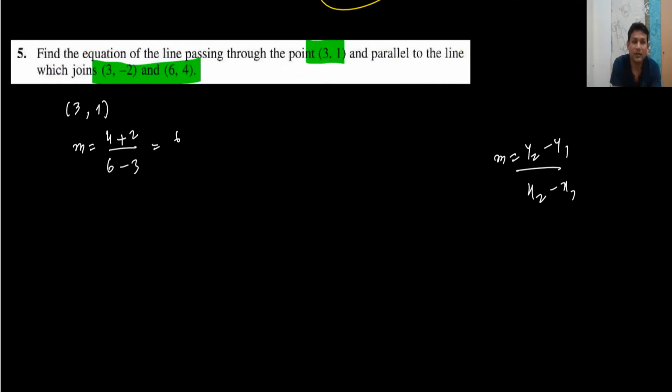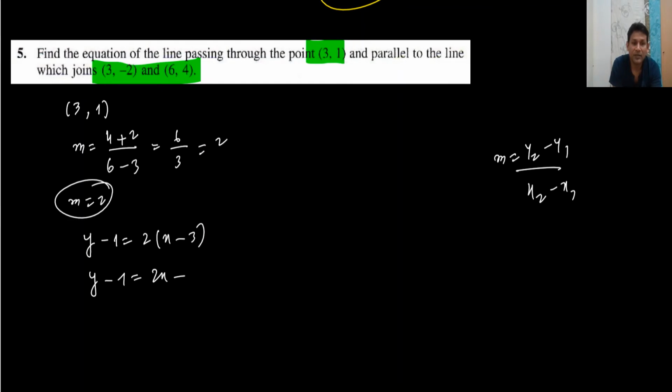Sometimes mistakes are possible. Please, because there are so many numbers, I can make a mistake. So m is equal to 2. So y minus y1, which is 1, is equal to the gradient 2 times x minus 3, and we can get the answer: y minus 1 is equal to 2x minus 6. So y is equal to 2x minus 5, and we have done it.